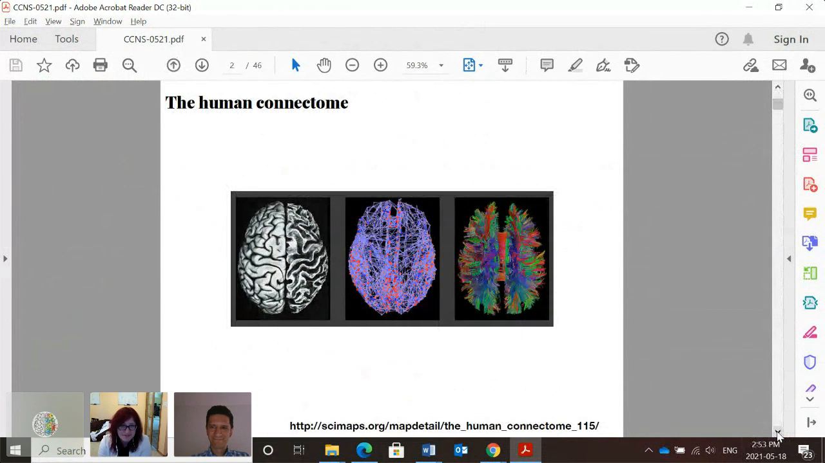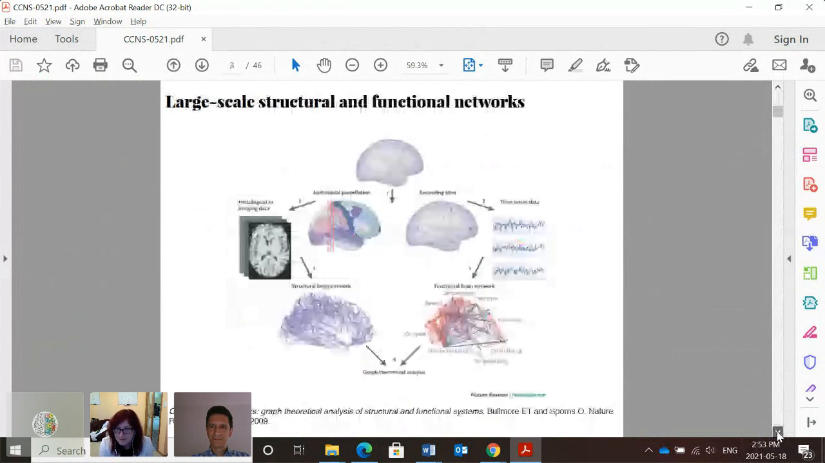Over the past 15 years-ish, we've learned an awful lot about the structure of the physical wired structural connectome and the functional connectome in the human brain. Next slide.